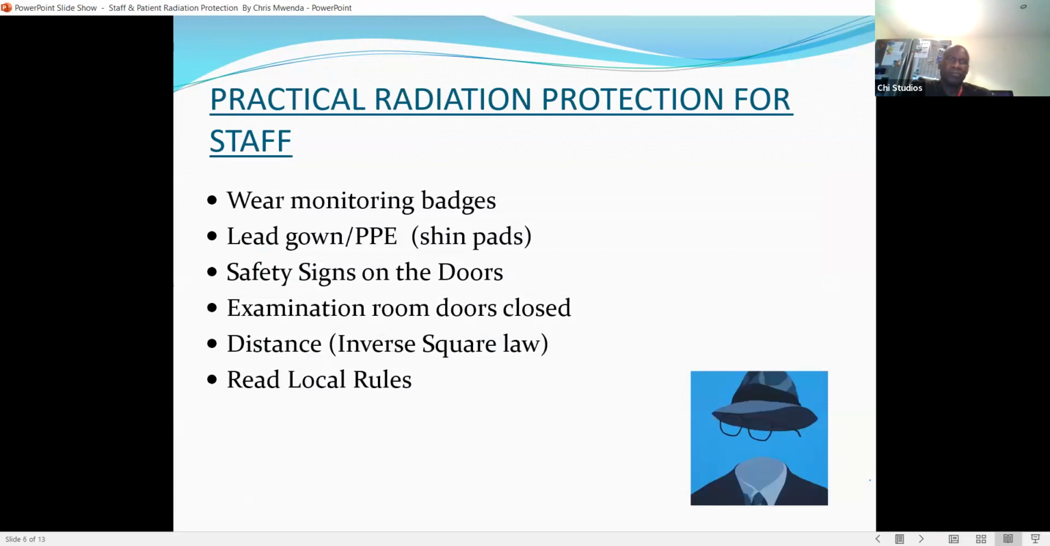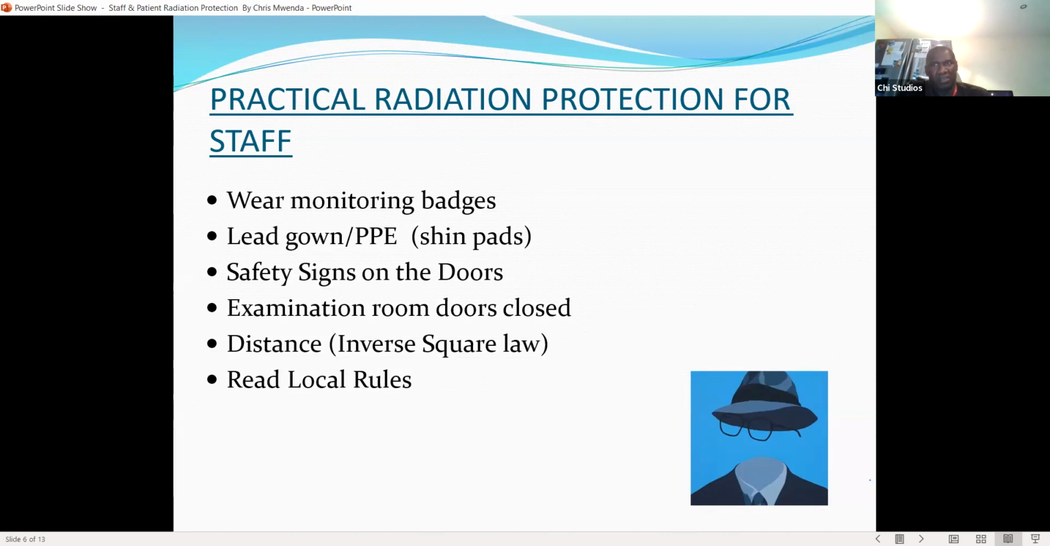Okay, some of the practical things we do in the lab is wearing the monitoring badge. I know we are all given a monitoring badge. Some of the people don't wear them, but that's the only way we can read how much dose you have been exposed to. So as a radiographer, before you start the procedure, you make sure that everyone is wearing their monitoring badge. If they don't have one, we have got a spare badge, we give them. In our lab, it's the standard. When we do the WHO checklist, we make sure it is there.